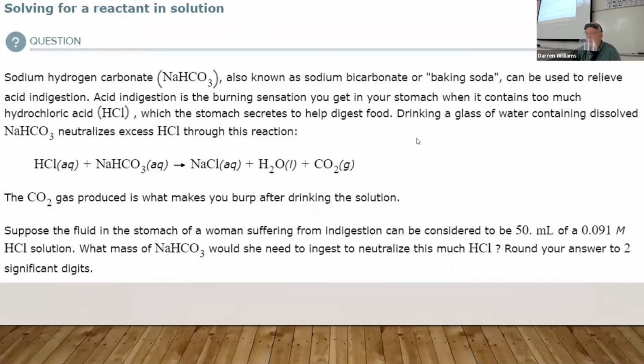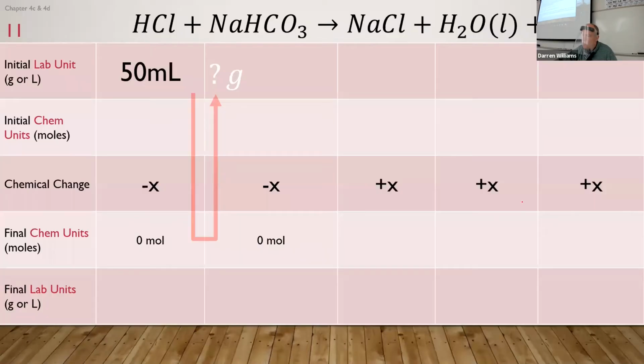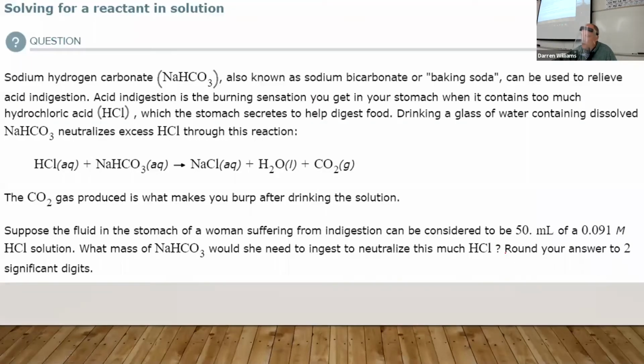Suppose the fluid in the stomach of a woman suffering from indigestion can be considered to be 50 mL of a 0.091 molar HCl solution. So we have a volume and a molarity. You can put ones on there, but we're not doing a dilution here, we're doing a reaction. It's asking, if we wanted to neutralize this HCl, what mass of sodium bicarbonate would we need? This is a stoichiometry problem.